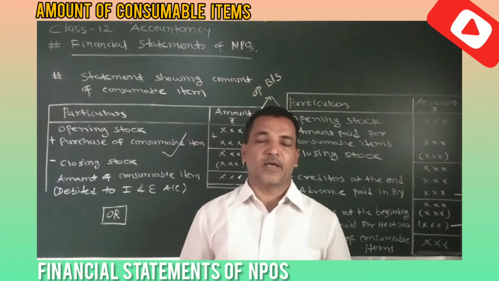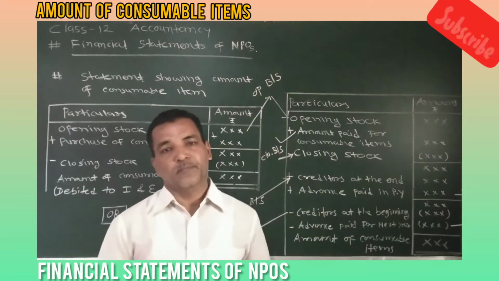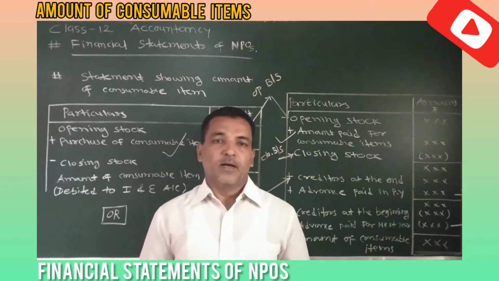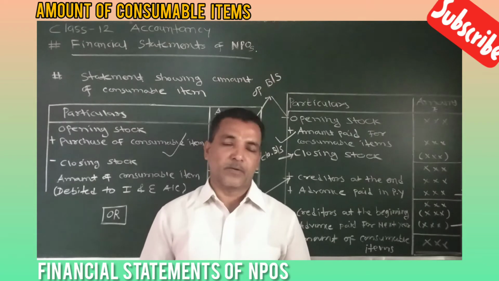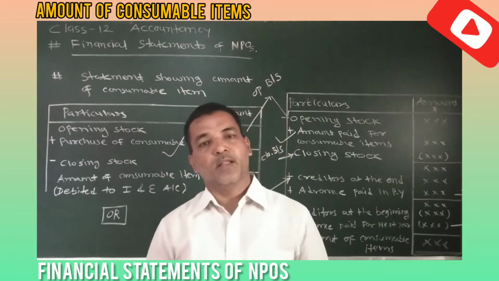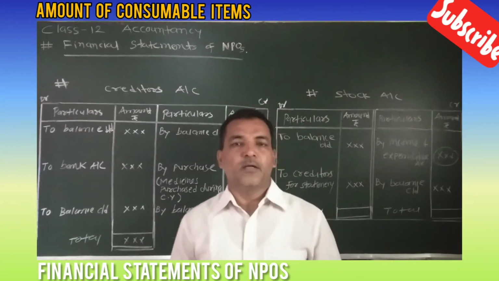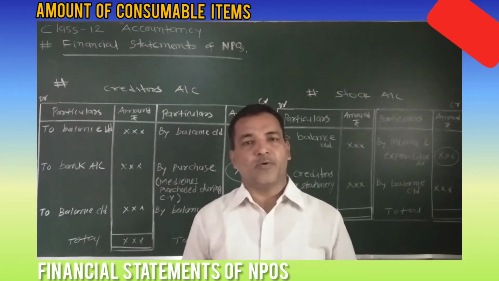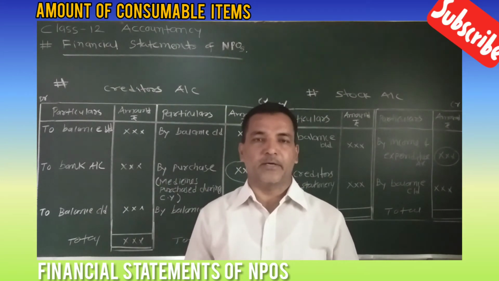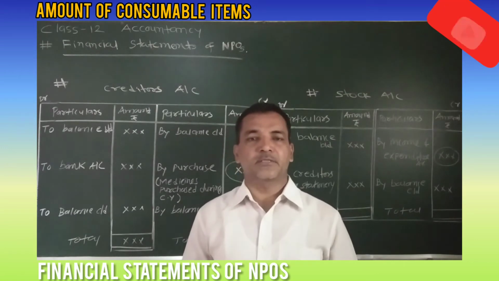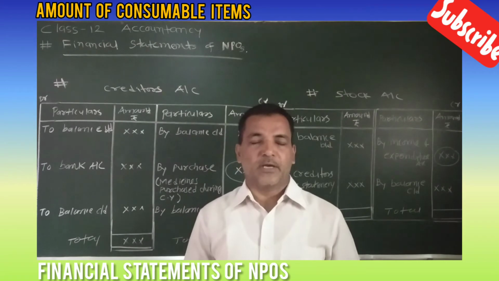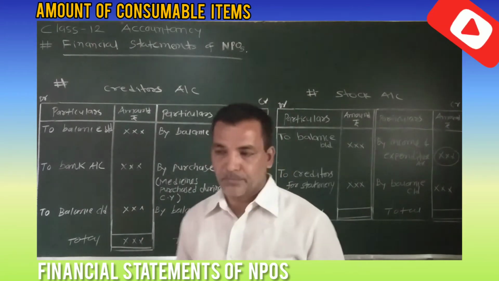Now let us understand how to show this item in account. If you are preparing account, then how to show them. Either you can follow statement method or you can follow account method. Both ways you can prepare it. In the given exercise, if the amount of credit purchase is not given, then you have to first prepare creditors account. By preparing creditors account, you will get the amount of credit purchase. Now let us understand how to prepare creditors account.